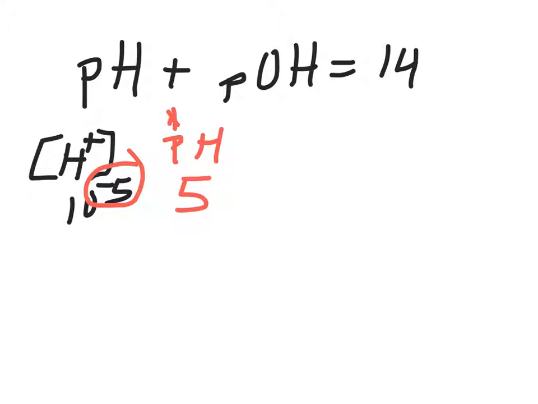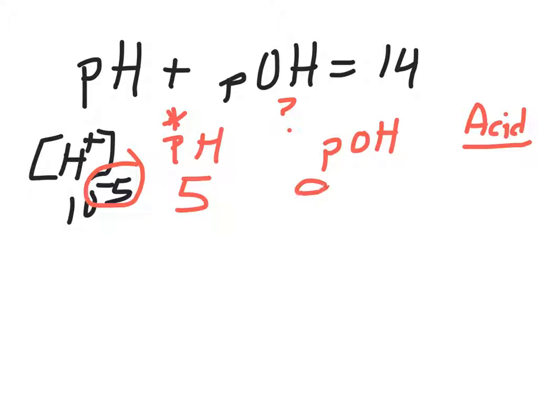The pH is always going to tell you whether you have an acid, a base, or neutral. So which one is this? Is it an acid, a base, or neutral? It's an acid. At the end of your handout, where it asks you that, you're going to put acid. Now, because my pH is 5, what is my pOH? 9, because 5 plus 9 equals my 14. That's all there is to it.